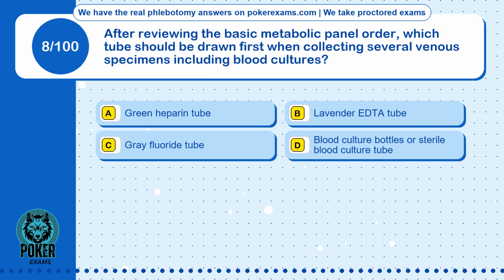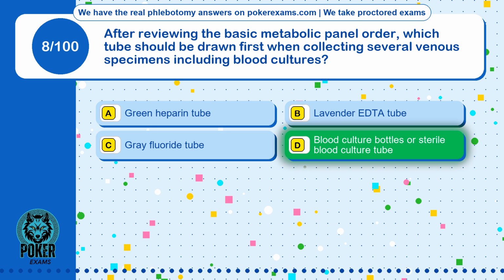Question 8. After reviewing the basic metabolic panel order, which tube should be drawn first when collecting several venous specimens including blood cultures? Option A, green heparin tube. Option B, lavender EDTA tube. Option C, gray fluoride tube. Option D, blood culture bottles or sterile blood culture tube.